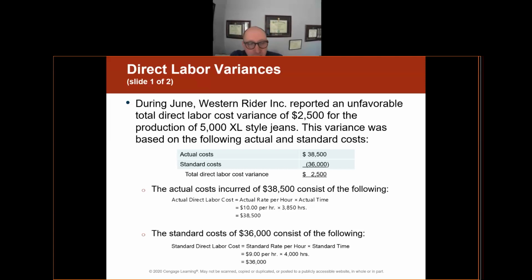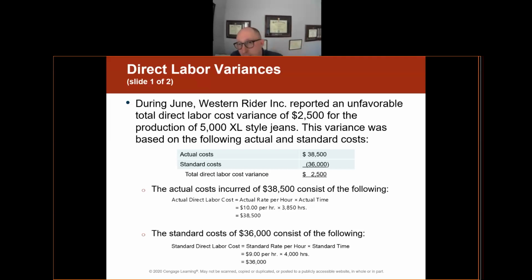Okay, so that was direct materials variance. Now let's look at the labor. Because as you know, direct materials, direct labor, factory overhead, those are our three prime costs that go into the manufacturing of a finished good. So let's look at the labor variance, and let's look at our example. I like this example. It's a nice one, I think.